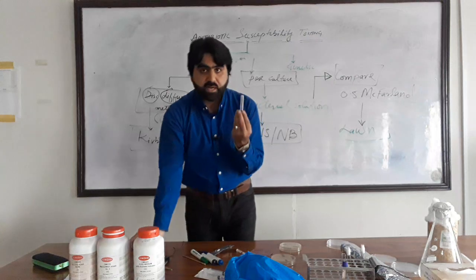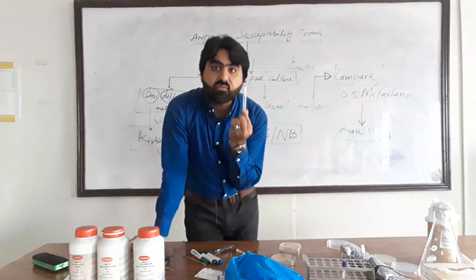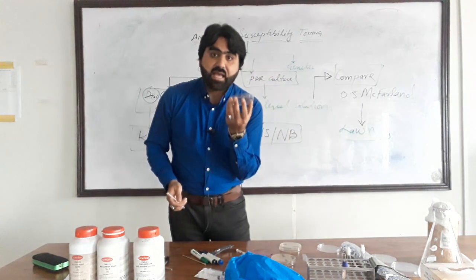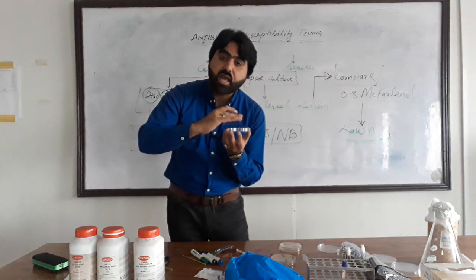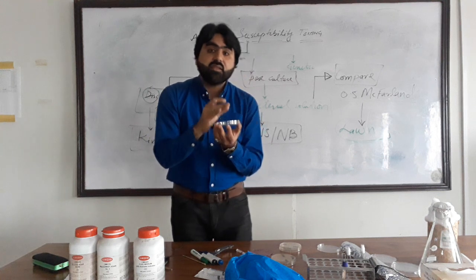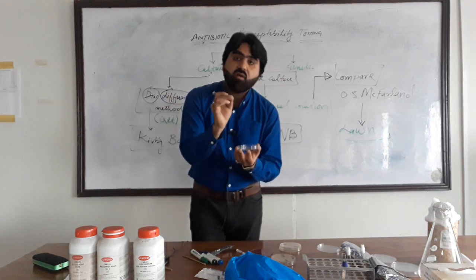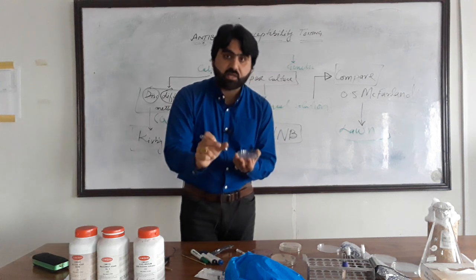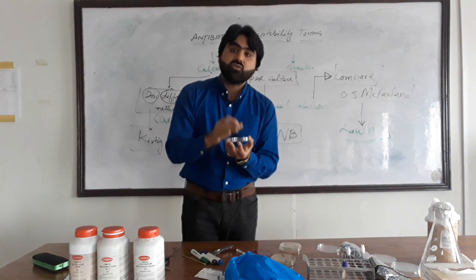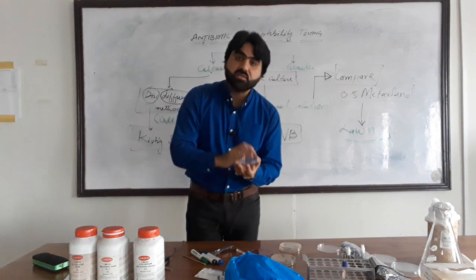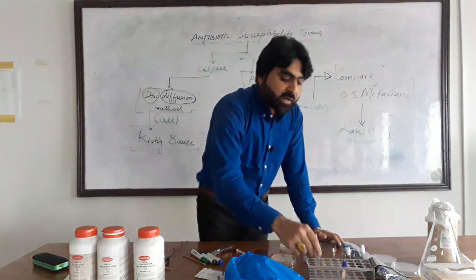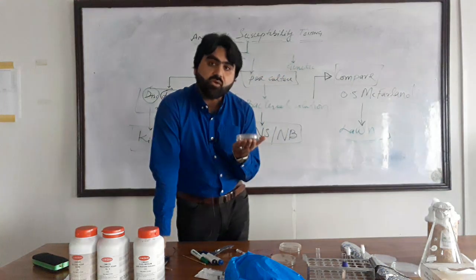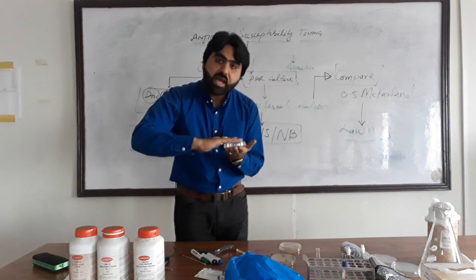Now, the question is why do we remove the excessive fluid? We remove the excessive fluid because if there is extra fluid on the surface of the Mueller-Hinton agar, this will disturb the diffusion of antibiotic, which can disrupt the zone of inhibition. So, therefore, we will have to avoid the excessive fluid on the surface of the Mueller-Hinton agar. After making the lawn, you will have to wait for a few minutes in order to dry the lawn.